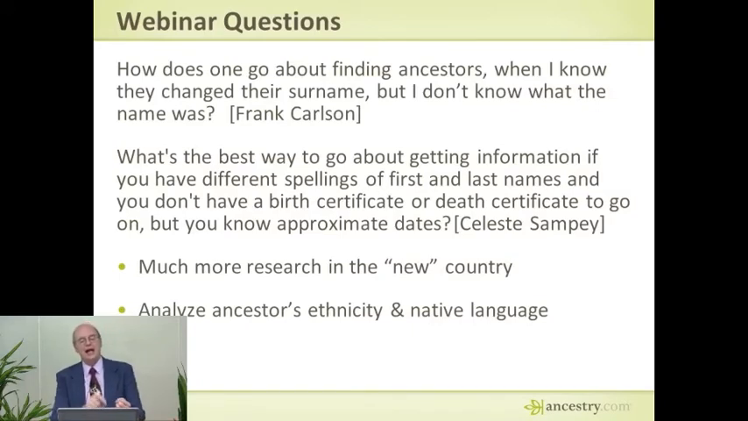Then take time, analyze the ancestor's ethnicity and the ancestor's native language. If this is an Italian or a Jewish person or a Scandinavian, it doesn't really matter. Learn what names are common among those. For many non-English speaking countries, those immigrants not only changed their name, they translated them. Therefore, Mr. Carpenter was known as Herr Zimmermann when he was living in Germany.